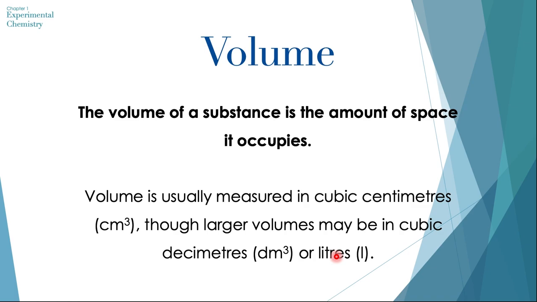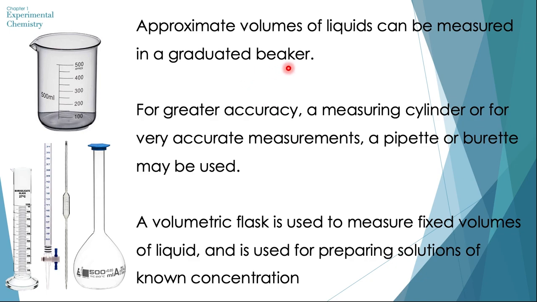So in the laboratory, volume can be measured in various ways. Approximate volumes of liquids can be measured in a graduated beaker. This is what a beaker looks like. And with a beaker, we can measure approximate volumes of liquids. But for greater accuracy, a measuring cylinder can be used. This is the measuring cylinder here, as you can see. It's longer and thinner than the graduated beaker. But for even more accurate measurements, a pipette or burette can be used. This is the pipette and this is the burette. They're even thinner than this measuring cylinder.